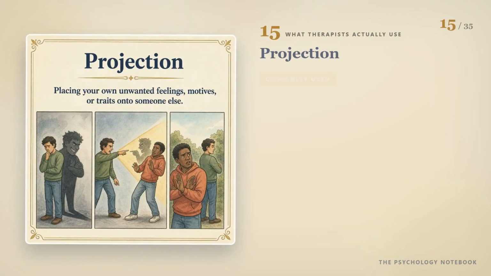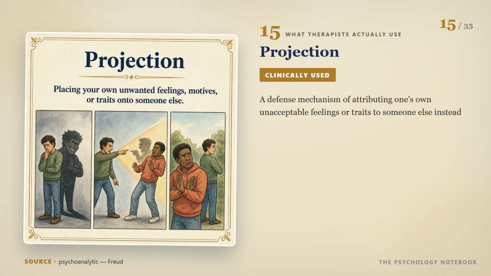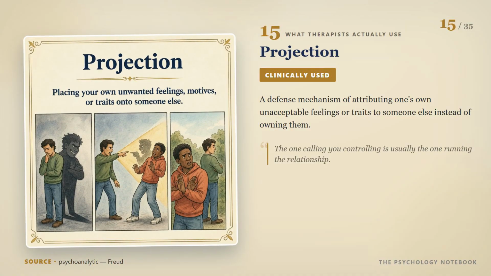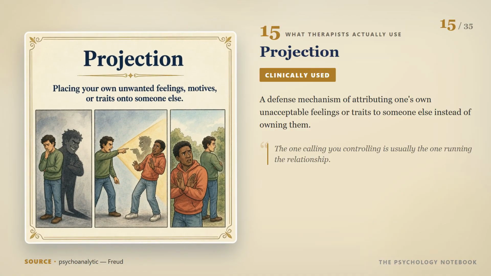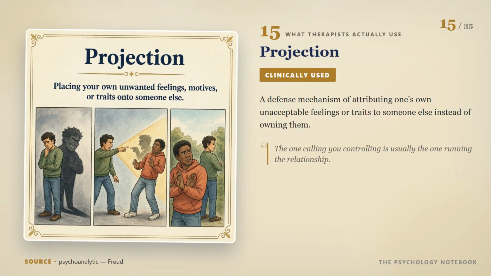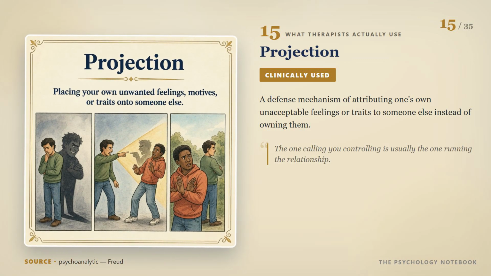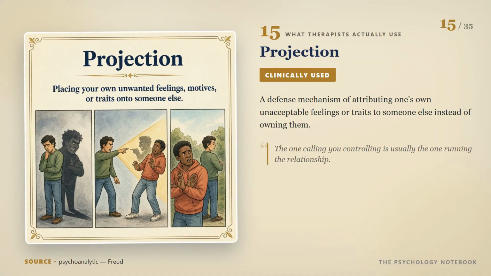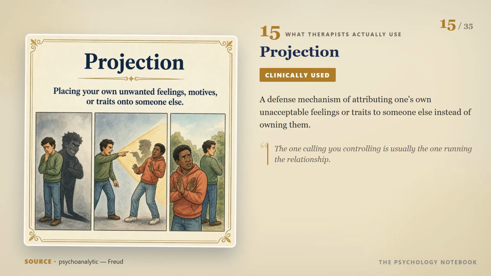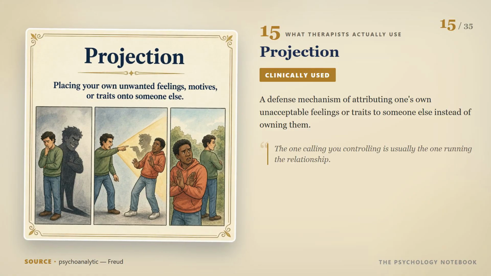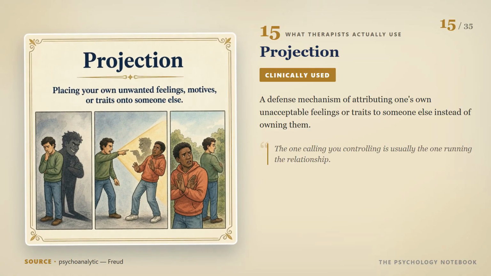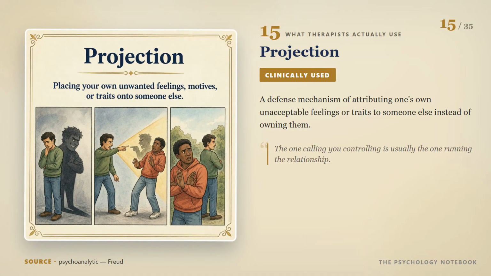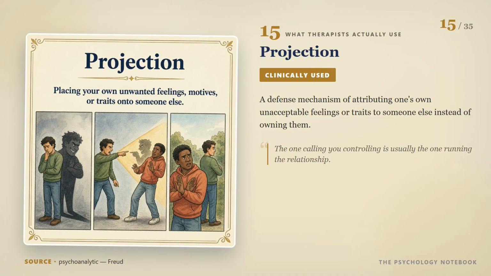15. Projection. The next term is projection. Projection happens when someone places their own uncomfortable feelings, motives, or traits onto another person. For example, let's say someone is being dishonest. Instead of dealing with their own behavior, they become unusually focused on accusing everyone else of lying. But an accusation by itself does not prove projection. You still need evidence of the larger pattern.